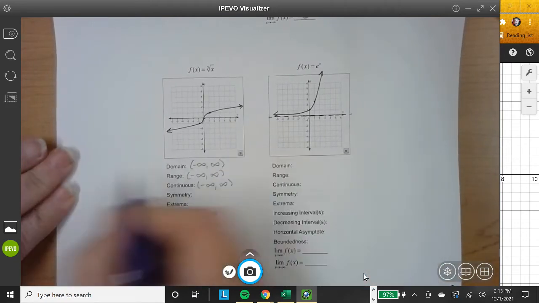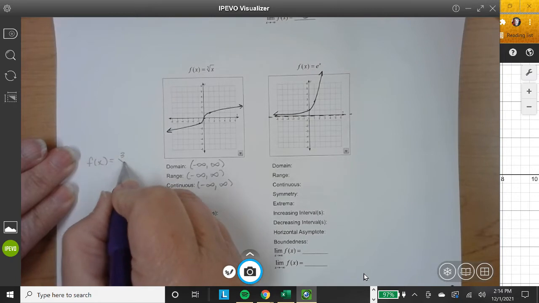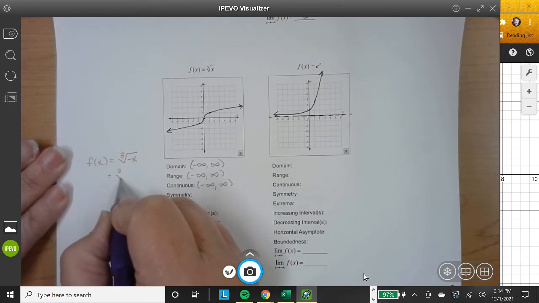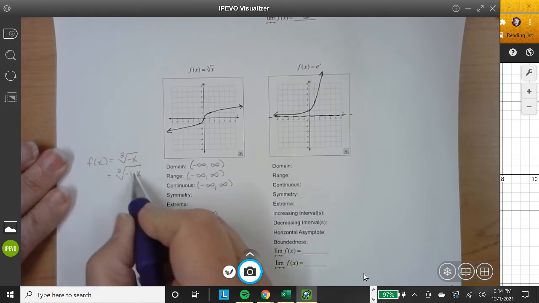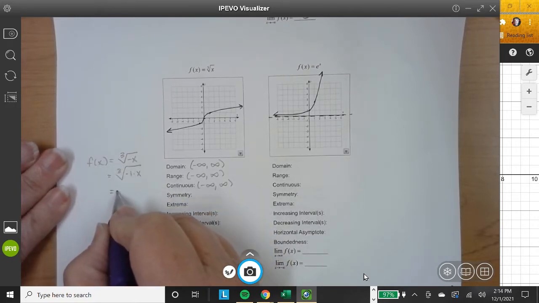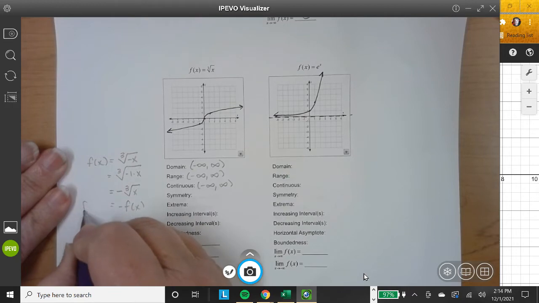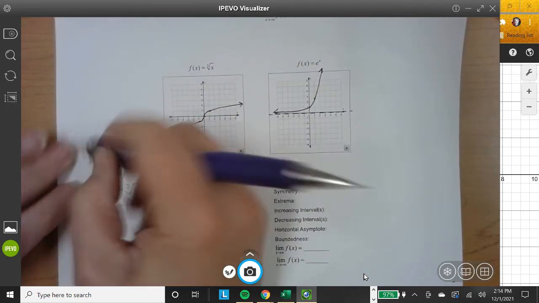The symmetry, let's prove it. We have f of negative x equals the cube root of negative x. And you can bust this up into the cube root of negative 1 times x. And the cube root of negative 1 is negative 1, so I can bring that out, and this is the cube root of x, which is equal to negative f of x. So we have f of negative x. Oops, I should put a negative x up here, I'm sorry.